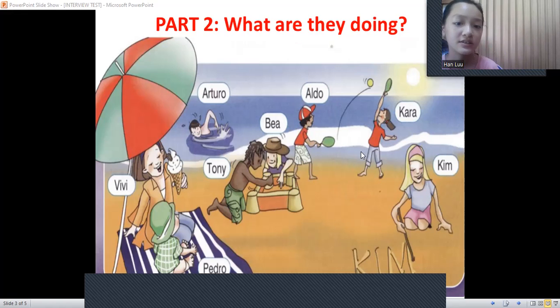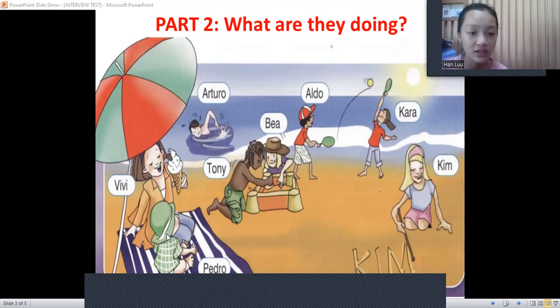Kara is playing badminton and watching. Red t-shirt. Okay. Otto is swimming. Arrow is swimming on the beach. Okay. Tony is making a sandcastle.